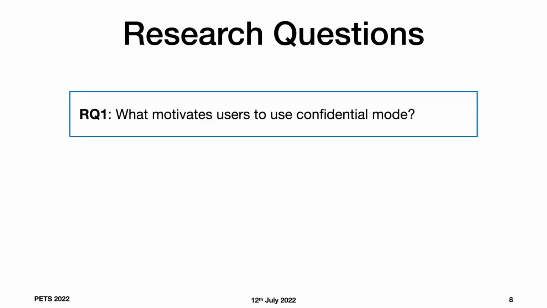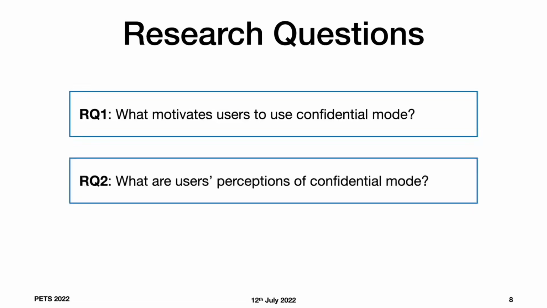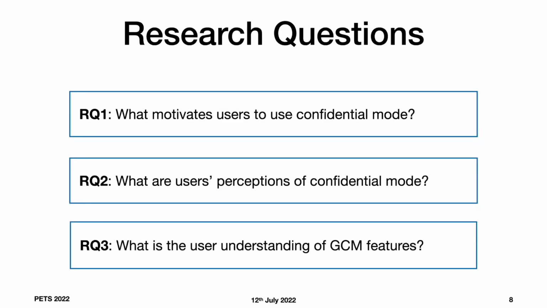Number 1, what motivates users to use the confidential mode? Number 2, what are users' perceptions of the confidential mode? And number 3, do users understand the features of this mode? These include expiration time, passcode requirement, permission restriction, and pre-expiry access revocation.